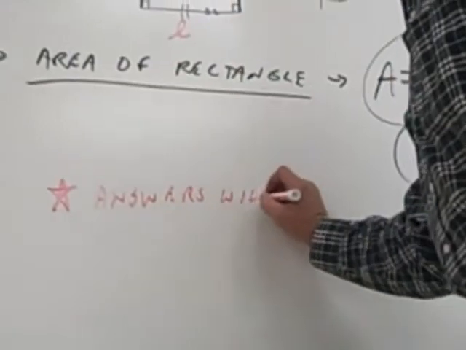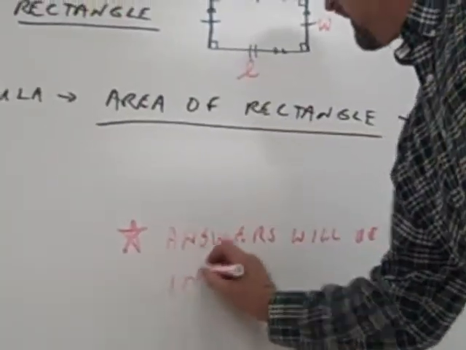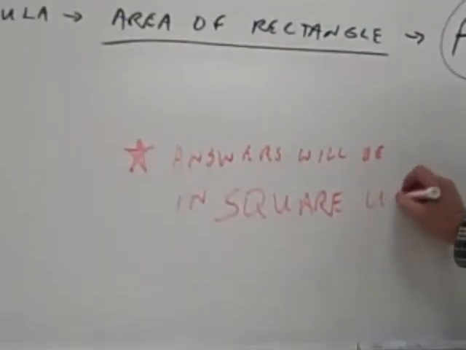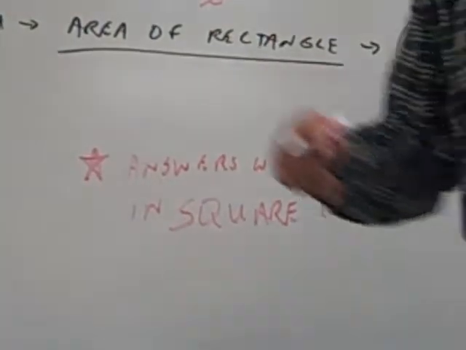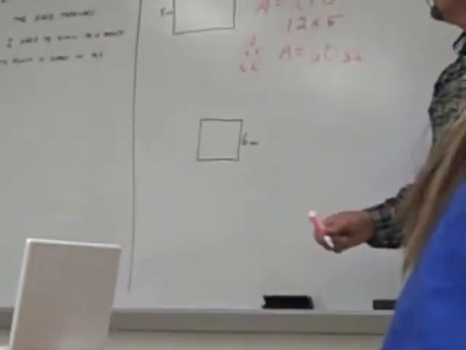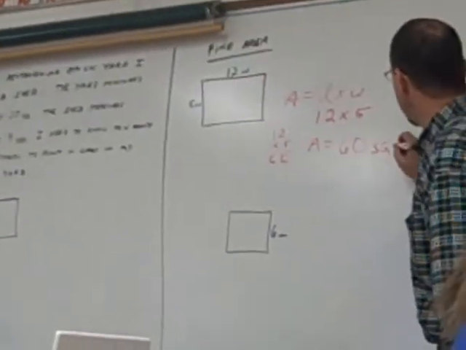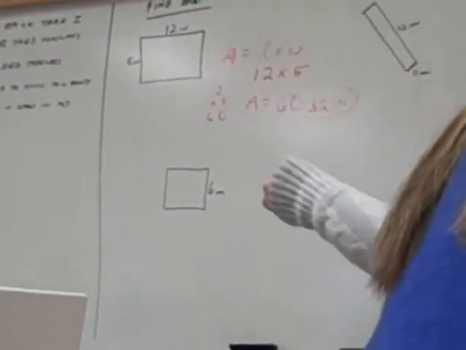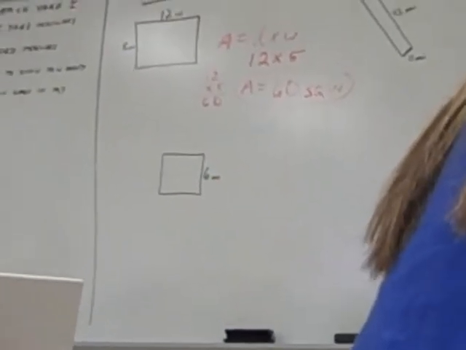Answers will be in square units because we're finding out how many squares. So in this first example, it is 60 to the power of 2. It's the 60 squares made with inches. Square inches. Square inches. Squares made out of inches. Is everybody with me? Yes, sir.